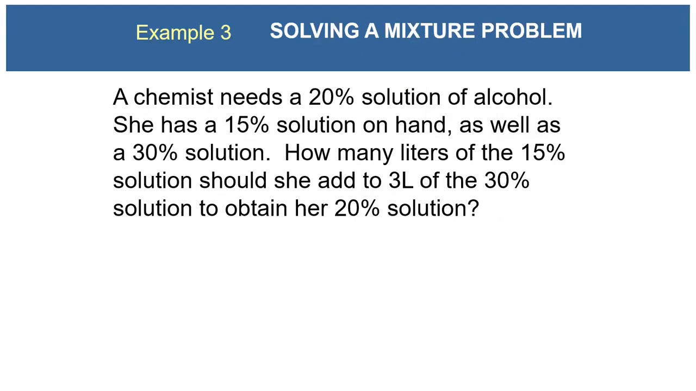Example 3. A chemist needs a 20% solution of alcohol. She has a 15% solution on hand, as well as a 30% solution. How many liters of the 15% solution should she add to 3 liters of the 30% solution to obtain her 20% solution?